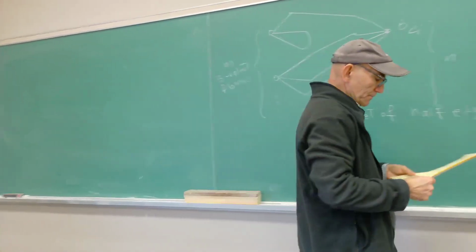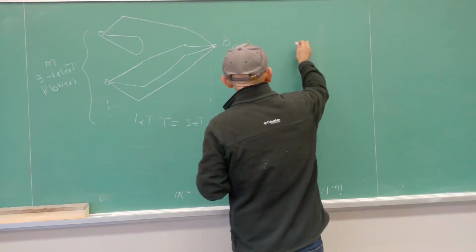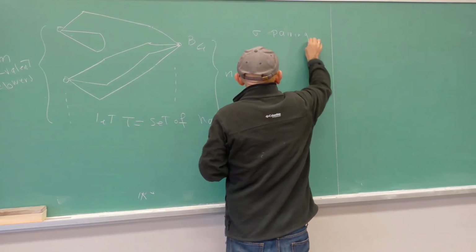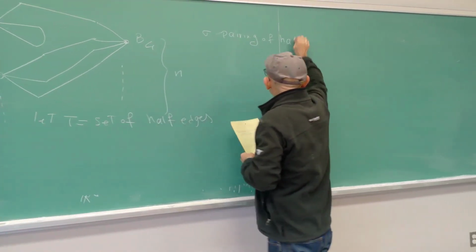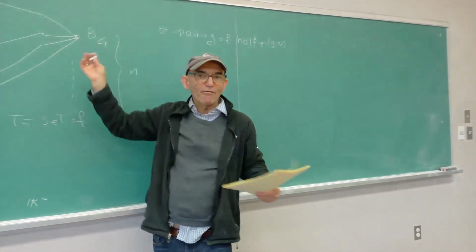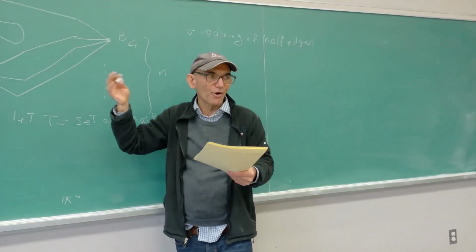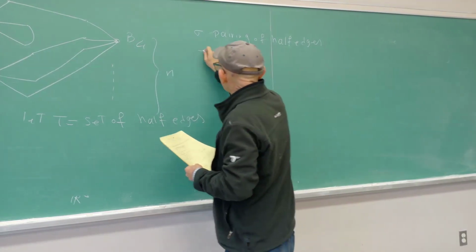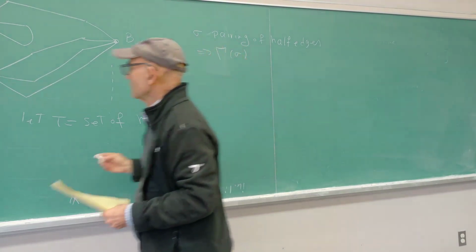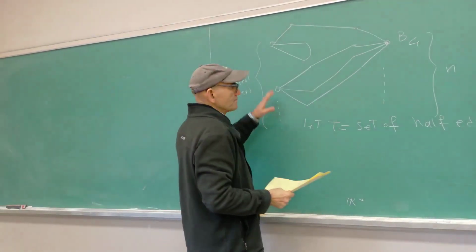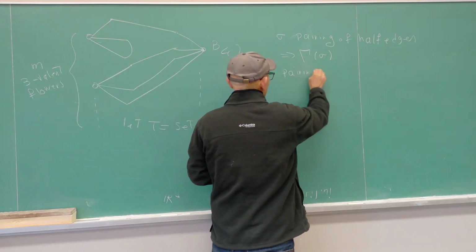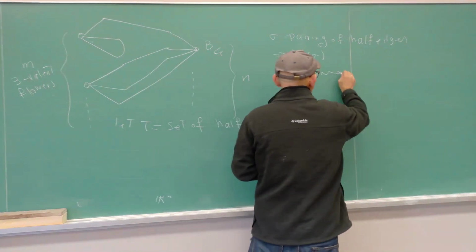So when you do this move for sigma, a pairing of half edges, you get a graph. You get a bona fide graph, not pairings anymore. So you get a graph which is denoted by gamma of sigma. This is a very crucial step that we go from pairings to graphs. This is a move that has amazing consequences. Pairings to graphs.